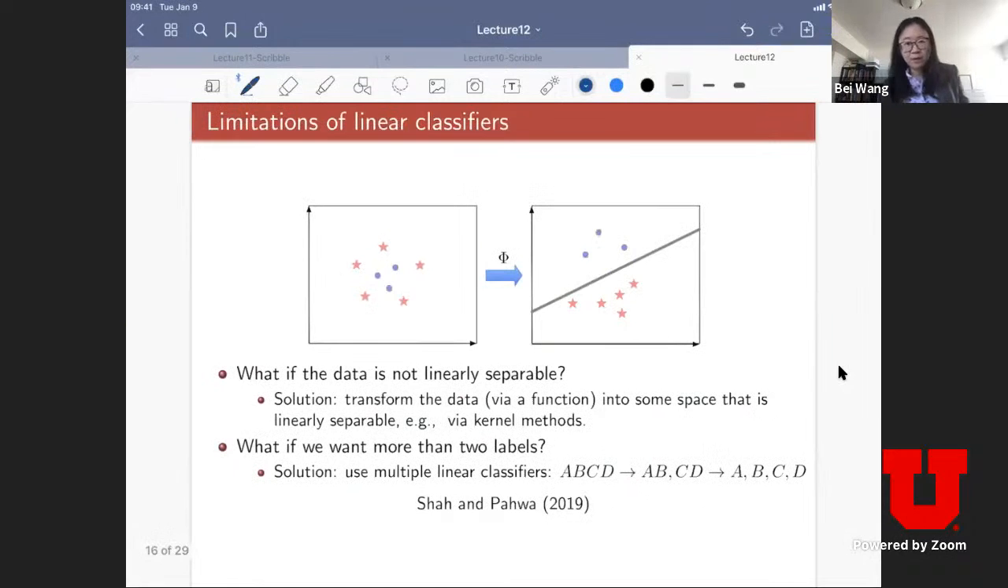But obviously there's a problem. If I have a point cloud like the one on the left, there's no way I can find a linear separator between them because they are distributed in a very different way. So one solution is to use multiple linear separators, okay? So there are two types of solution.